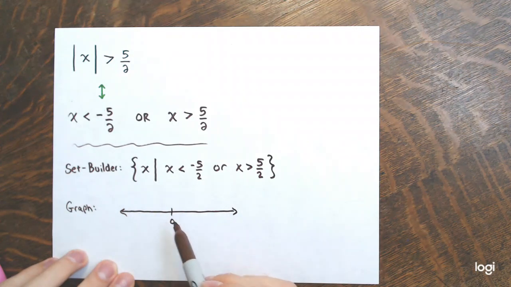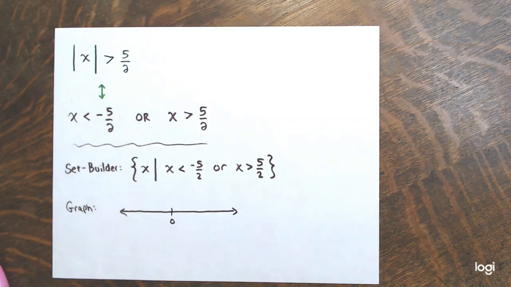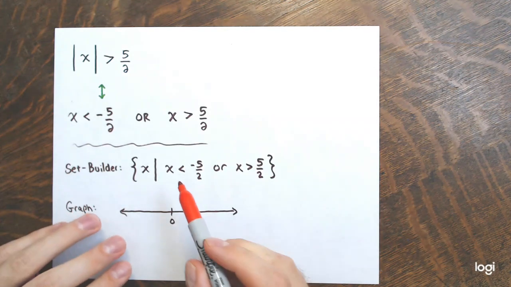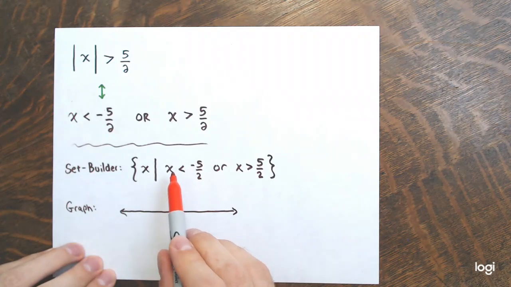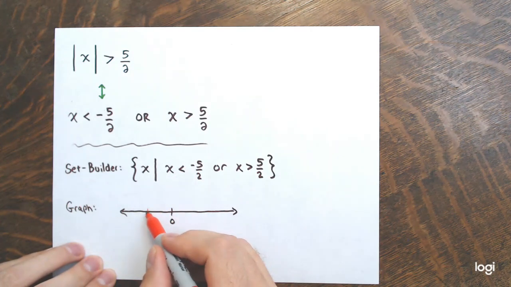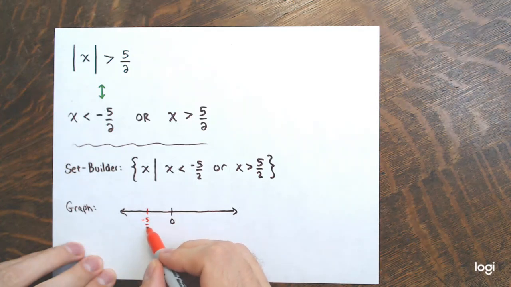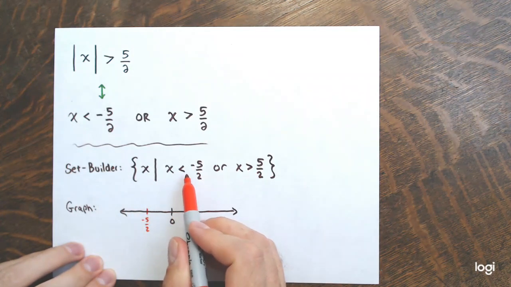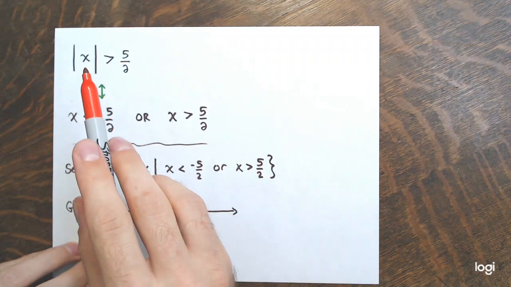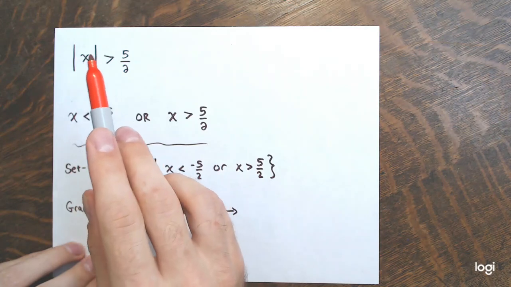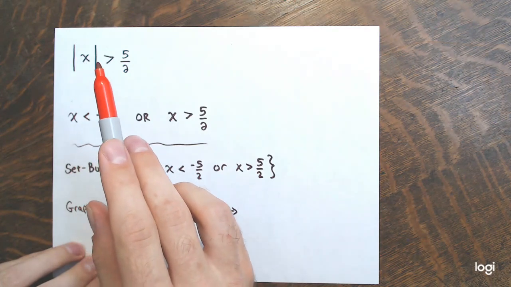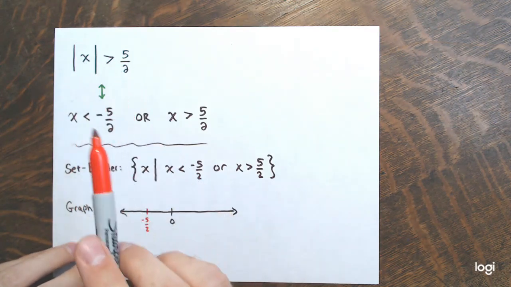You've got 0 somewhere separating positives from negatives, and then I'll draw the picture of this inequality first. X is less than negative 5 halves. Well, negative 5 halves would be to the left of 0. And it's all the numbers less than negative 5 halves, but not equal. Negative 5 halves is not a solution, right? The absolute value of negative 5 halves would be 5 halves, and 5 halves is not greater than 5 halves. It's equal to 5 halves.